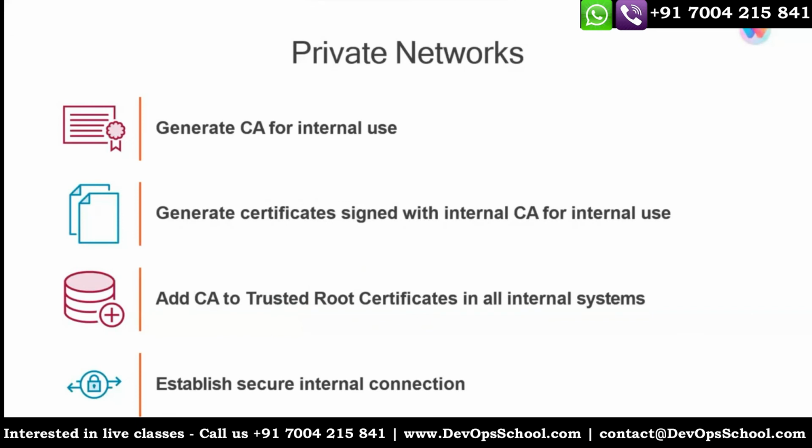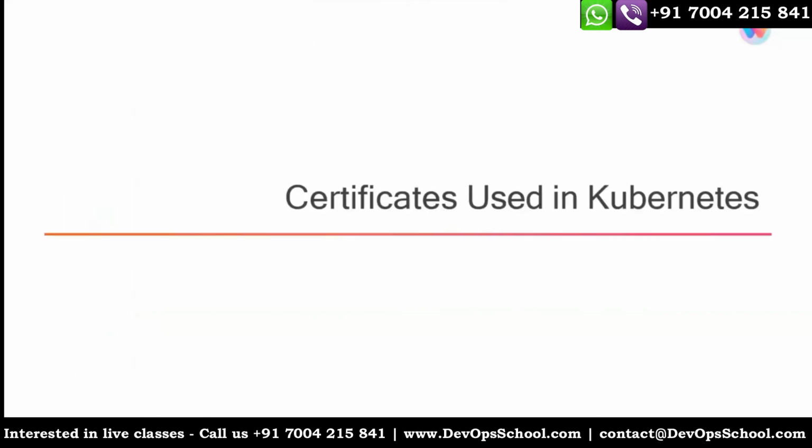That means whatever worker or workstation you are using, you have to add this CA in each machine as part of the trusted root certificates. This is important, I'll discuss it with you, just understand that. And after that, establish secure internal connections. So these are the things we need to do in the private network. Now let's understand what certificates are used in Kubernetes. Before understanding this part, we need to have a cluster up and running.